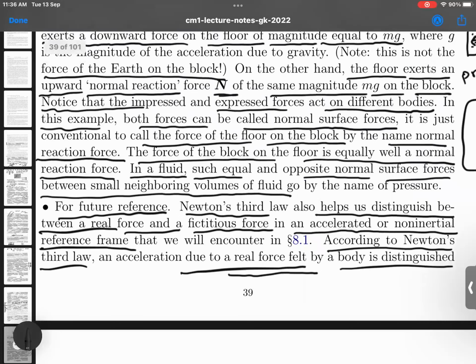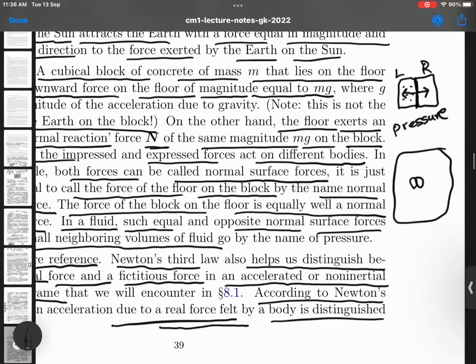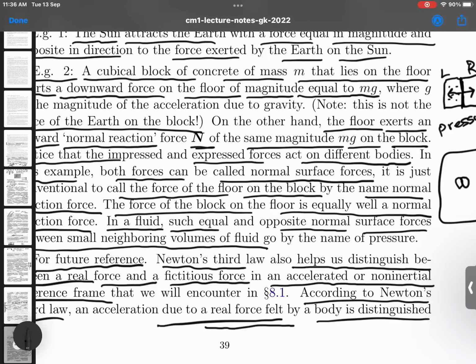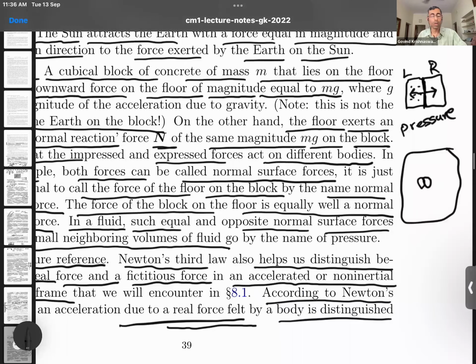Can you please explain how Newton's third law is helping us to distinguish between a real force and fictitious force? So this deserves some mention at a later stage when we talk about non-inertial frames. But the idea is very simple. If you're in an inertial frame, then all forces are real forces. There are no fictitious forces. Every such force between two bodies must be associated with a reaction force. That is all it is saying.